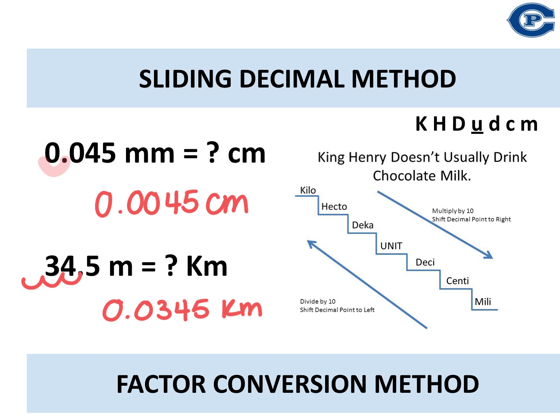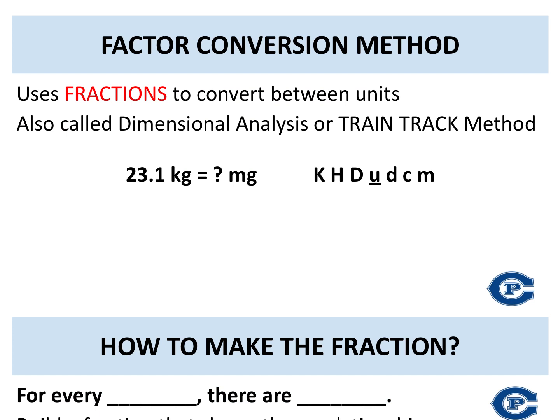Now, the other way that you can solve using this method is by completing a factor conversion. Looking at the factor conversion method, the big difference between this and the sliding decimal method is that instead of sliding my decimal, I use fractions to convert between my units. This is also called dimensional analysis, or I will always refer to it as the train track method. This idea is extremely important because factor conversions will come into play in later units, especially when you're not dealing with the metric system, where you may need to set up a train track.